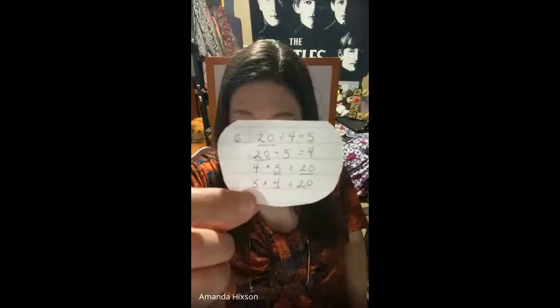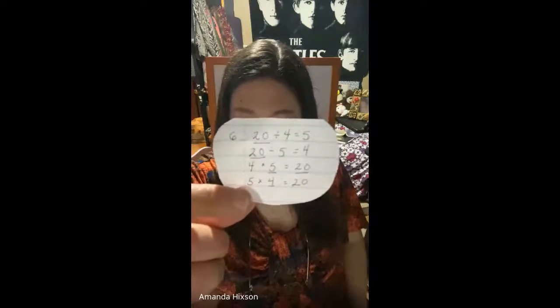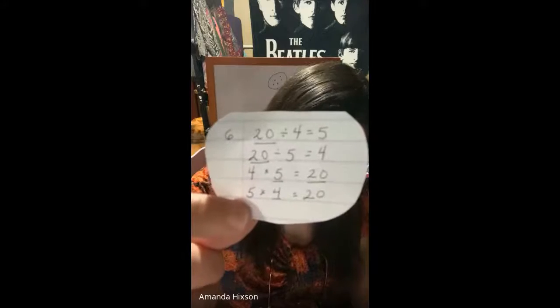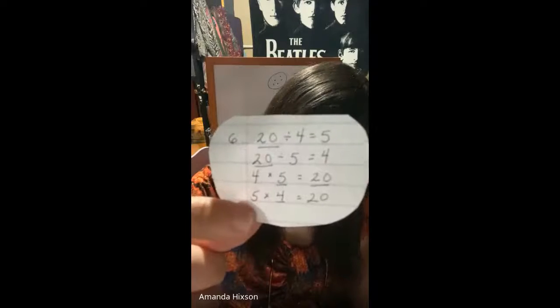Can you see it, Demarian? You see that whole fact family? In a fact family, there's always 3 numbers, and you arrange them into 4 different equations, your multiplication and your division.